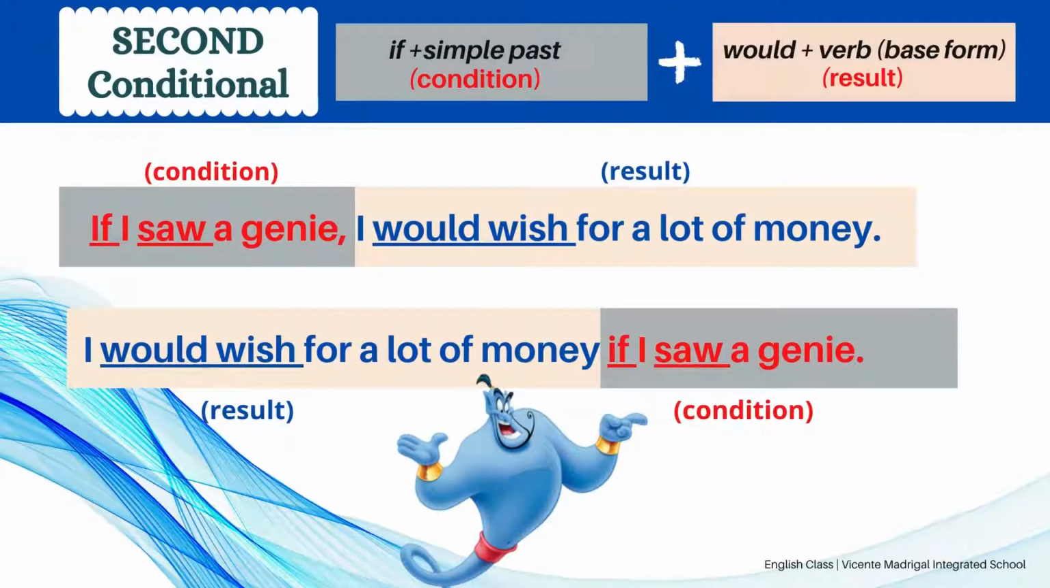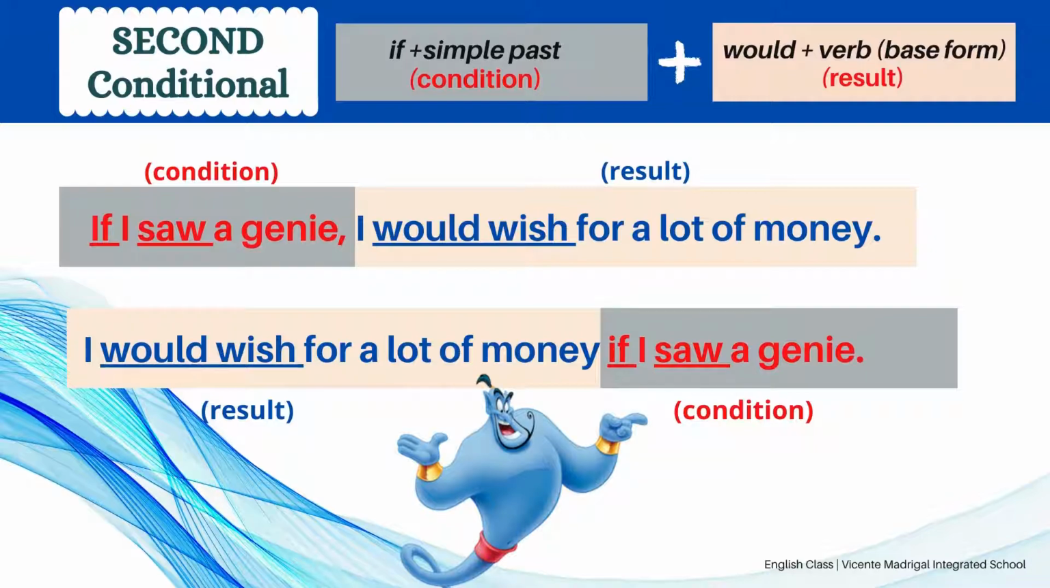Let's have another example. Last example. If I saw a genie, I would wish for a lot of money. I would wish for a lot of money if I saw a genie. Again, we have two parts here. First part is if I saw a genie, which is our condition. It uses the signal word if in the clause and we use the simple past verb saw. Second part is I would wish for a lot of money, which is the result.